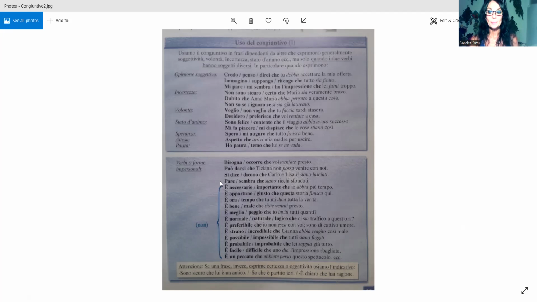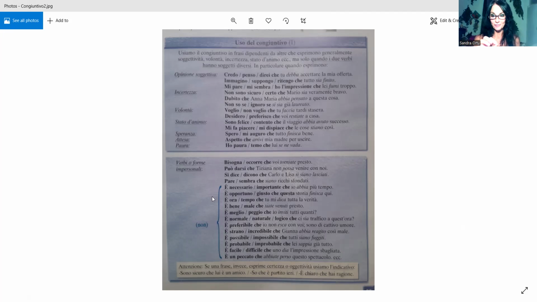Pare o sembra che, it seems. In fact, this one, pare and sembra, you can translate with this verb, you can translate it as: it sounds like, it looks like, it feels like, it seems like. So they are impersonal. Remember, we have seen something similar in the previous box, but here it is mi pare, mi sembra, it seems to me, not just it seems, which is impersonal.